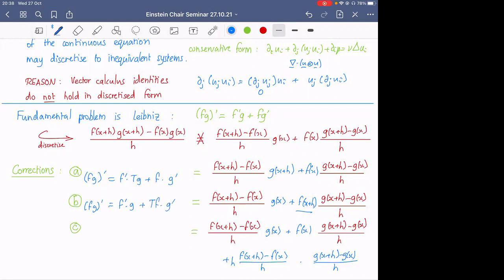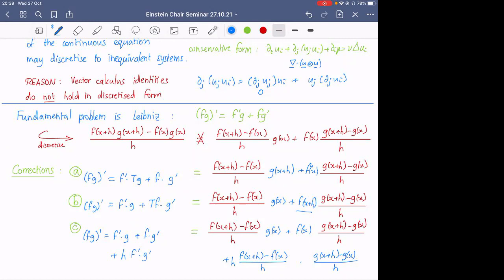And the third way is to say you have F derivative of F times G plus F times the discretized derivative of G. And now we have an error term. And the error term you see is H, in this case, times the derivative of F times the derivative of G, discretized, of course.